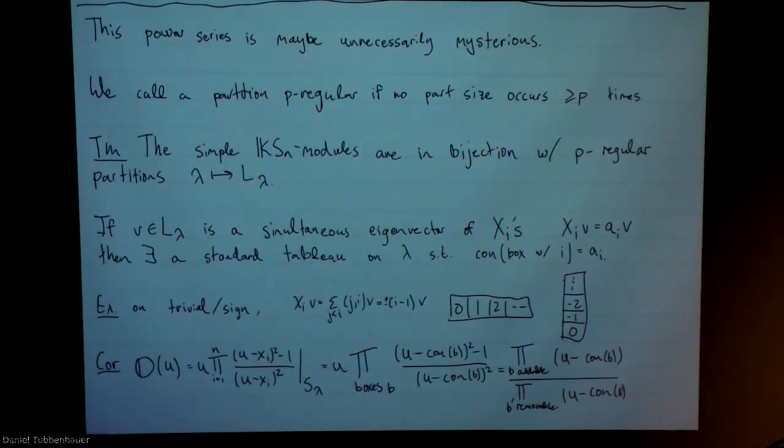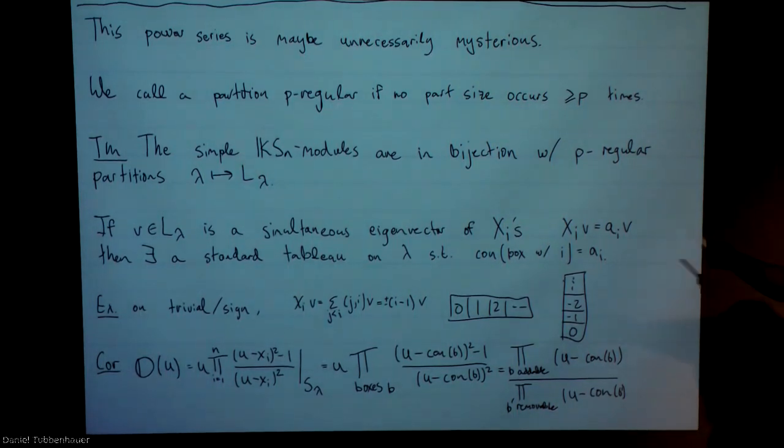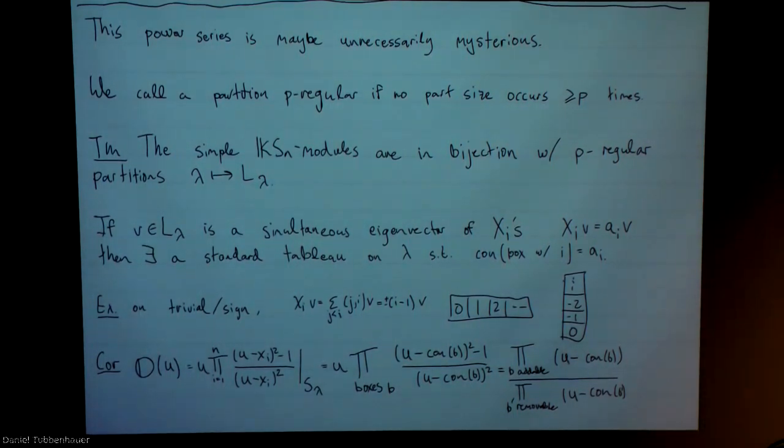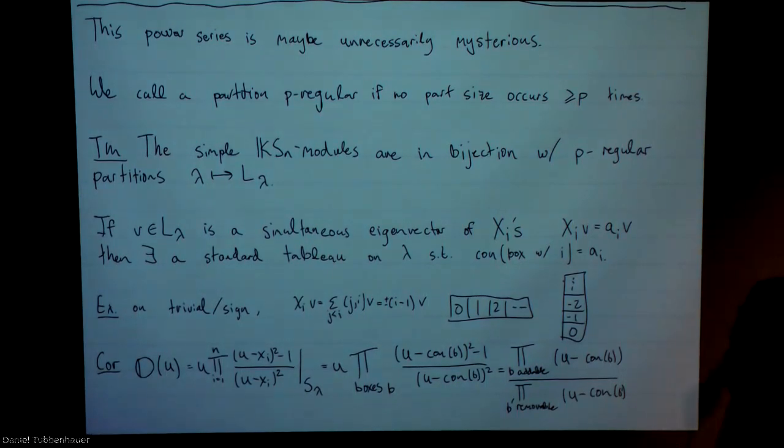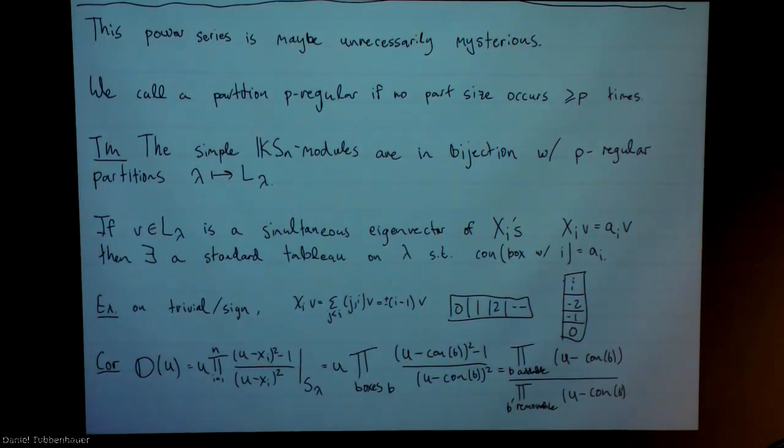In characteristic 0, this is if and only if: simultaneous eigenvectors for the x_i's exactly come from the standard tableaux of shape lambda. There's one for every standard tableau. We know that that's the dimension of the representation. This is one of the ways of proving that. And in characteristic p, well, it doesn't work out so well, but all of the simultaneous eigenvectors do have this.